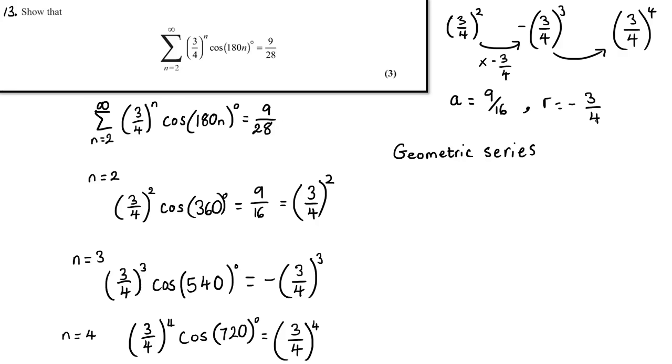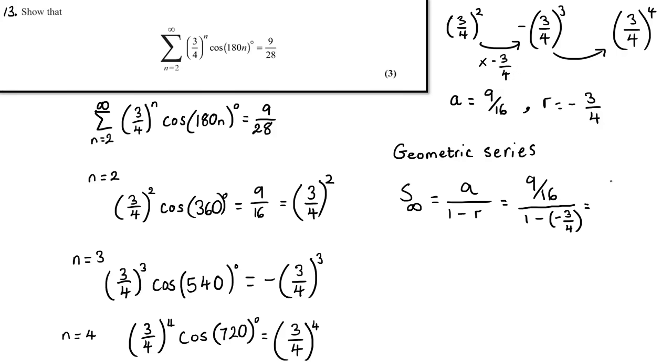And because we're looking for this summation to infinity, then we just need the sum to infinity for a geometric series. So the formula for this, quite straightforward, is just a over 1 minus r. So therefore all I need to do now is substitute a and r into this formula here. So a is 9 over 16, and we divide this by 1 minus r, where r is minus 3 over 4.